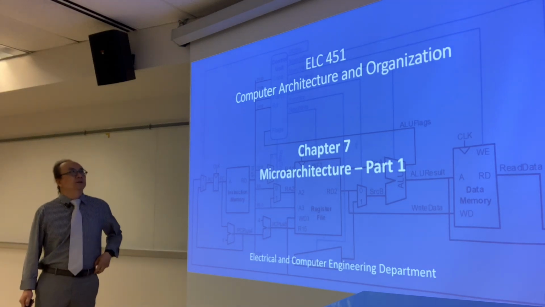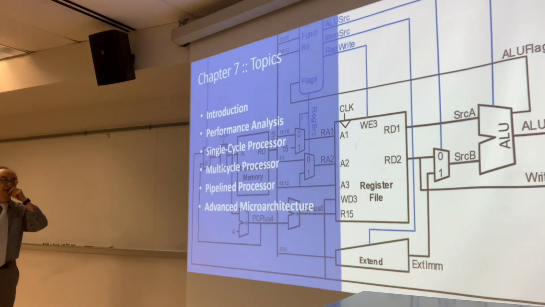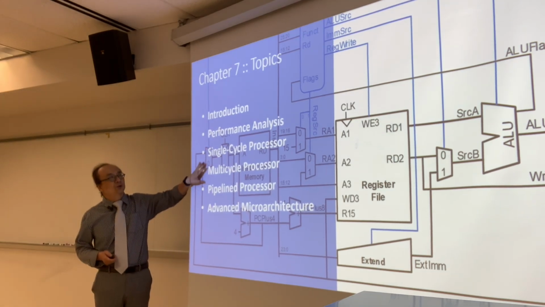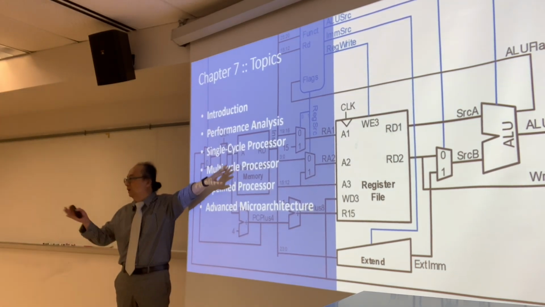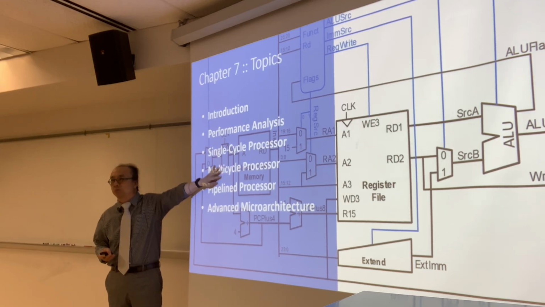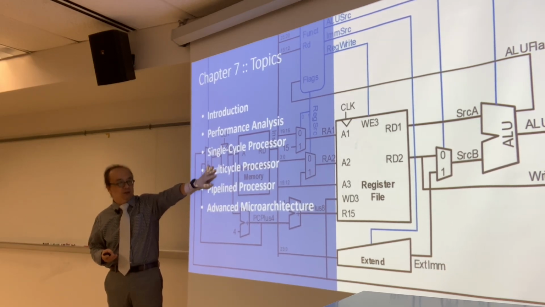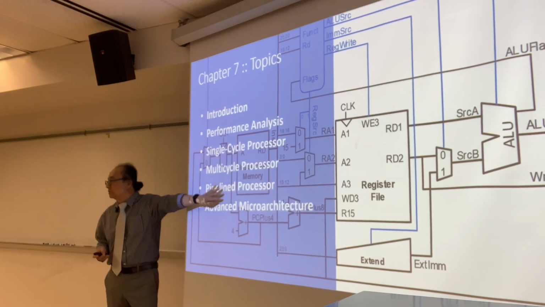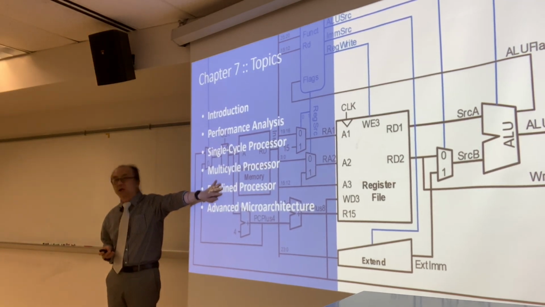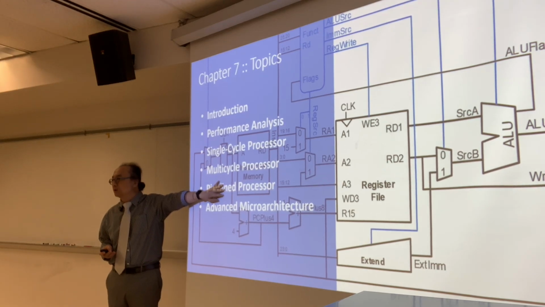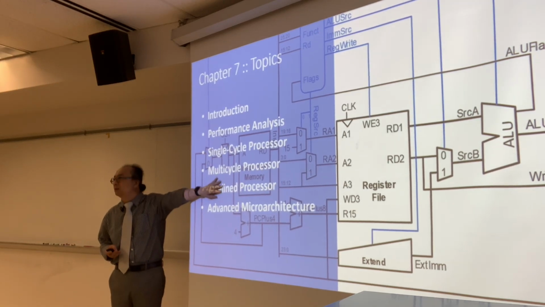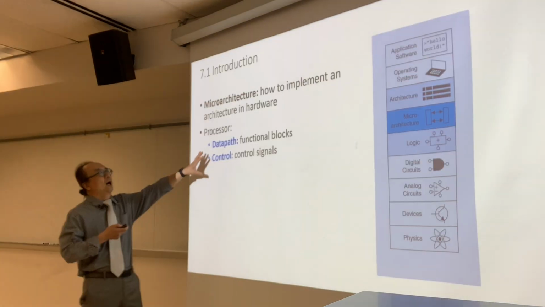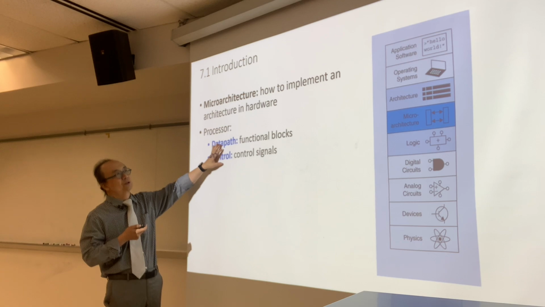Chapter 7. We're going to focus on single cycle. I showed you multi-cycle in a quick diagram, but we are not going to spend much time on it. Pipeline is something we'll spend quite some time on. So the major components for this chapter are the single cycle and pipeline architecture, and microarchitecture: how to implement the architecture in hardware.